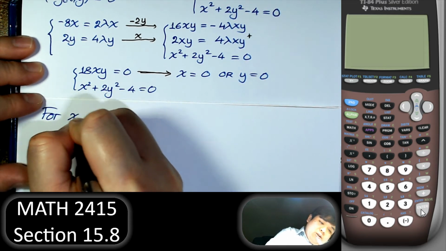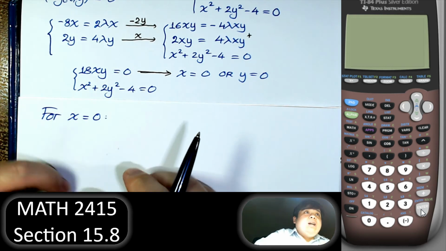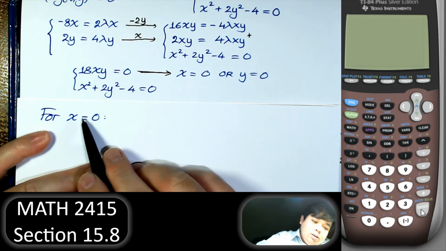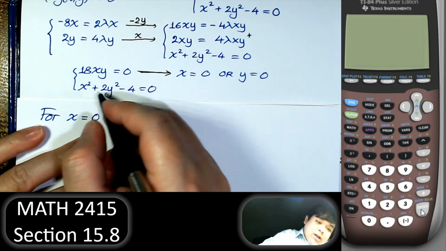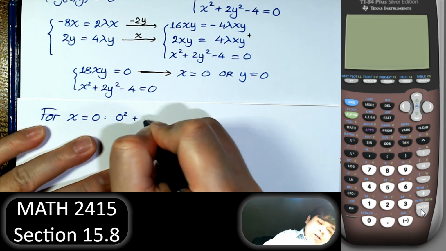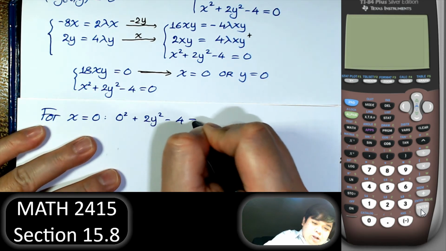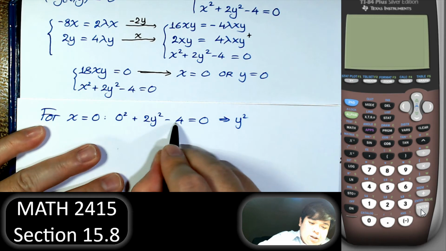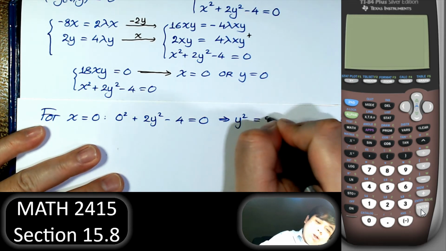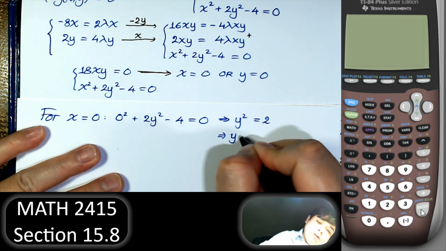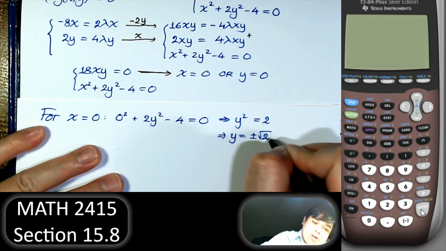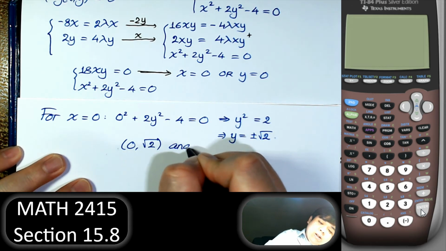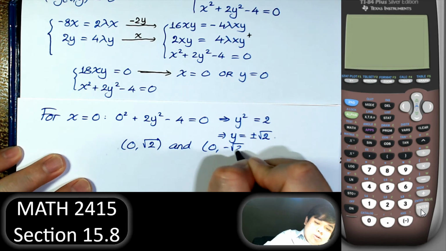So for x equal to 0, we will use this equation, 0 squared plus 2y squared minus 4 equal to 0. So we solve for y squared here. 4 divided by 2, so y squared is equal to 2. So y equal to plus or minus square root of 2. So we have the points (0, square root of 2) and (0, negative square root of 2).